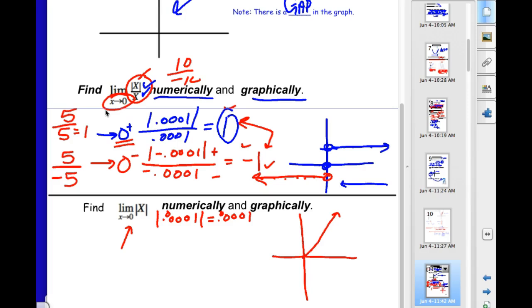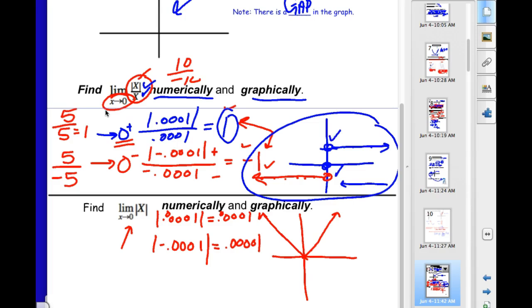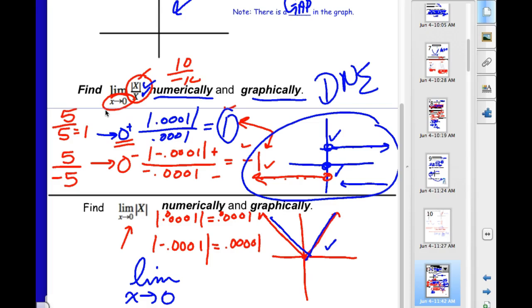From the left-hand side, I also am approaching 0 because I get that exact same function back. And so graphically, you can see that right here, I had a problem. I did not approach the same from the left and from the right, but right here I do. So on this one, we'd say the limit does not exist, whereas on this one, the limit as I'm approaching 0 from both directions on the absolute value function is 0. All right, so that's our one situation where limits fail to exist.